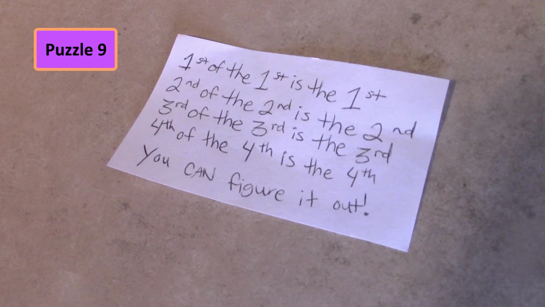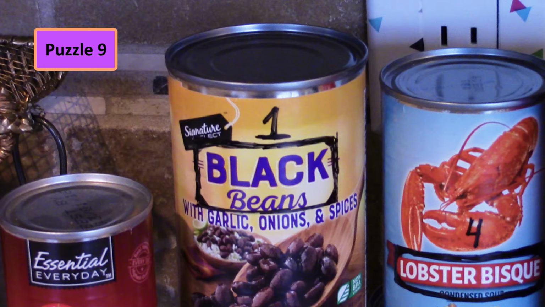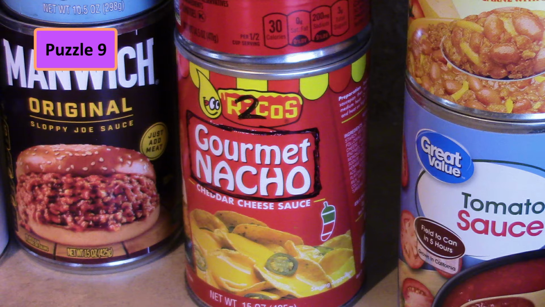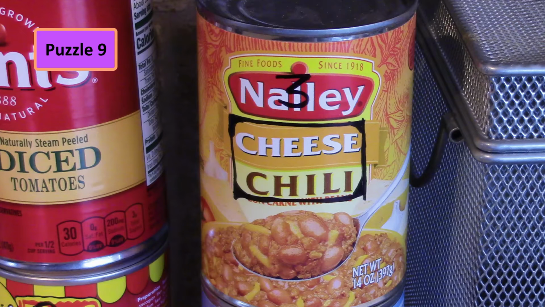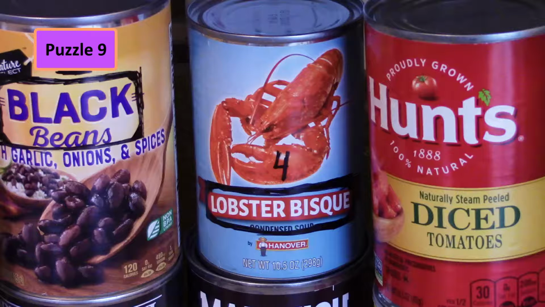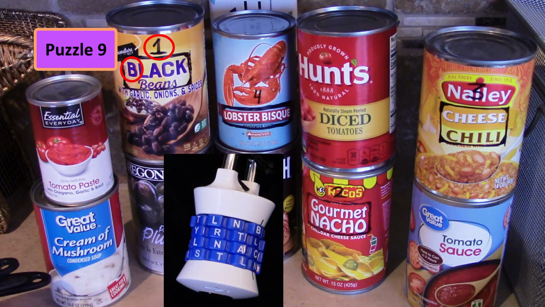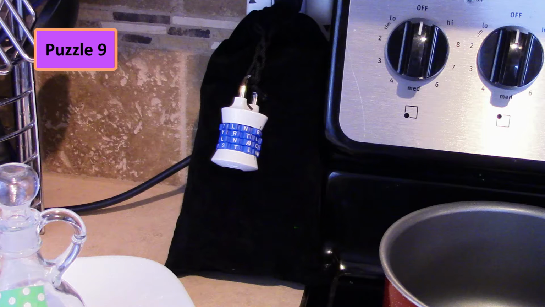Well, you can figure it out with cans. There are a bunch of stacked cans here. We have some numbers, 1, 2, 3, and 4, and they each have kind of a box around certain words. So the first letter on the first can is B. The second letter on the second can is O. The third letter on the third can is E. And the fourth letter on the fourth can is S. So B-O-E-S is our combination.